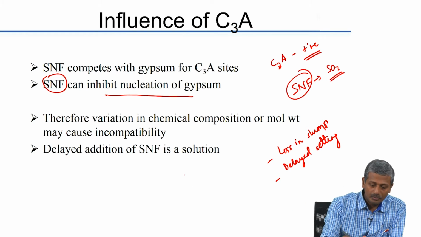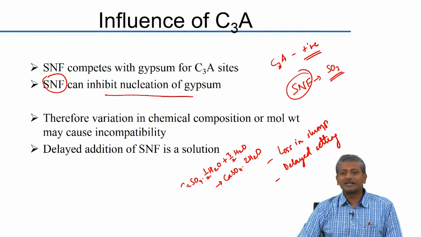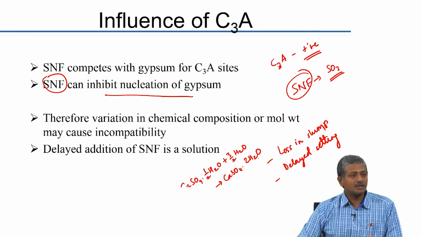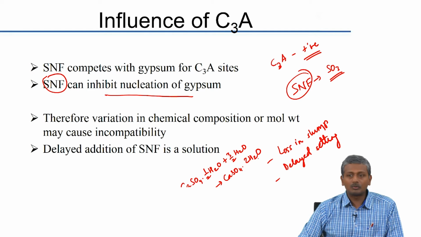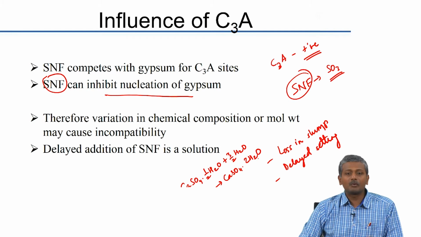You have CaSO4 half H2O plus water, that is 3/2 H2O, will give you gypsum, right, CaSO4 2 H2O. So, that initial combination of the anhydrite or hemihydrate with water leads to a unique condition in your concrete. Can anybody tell me what condition that is?